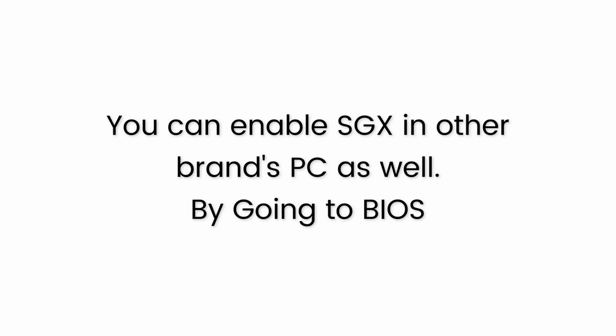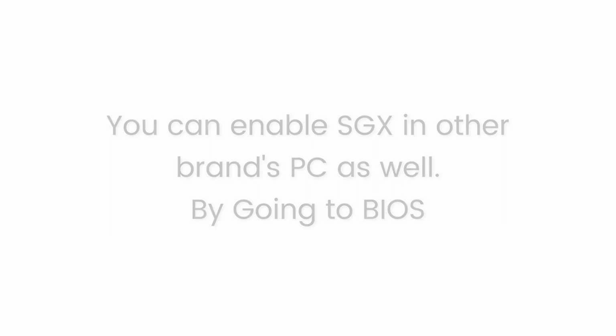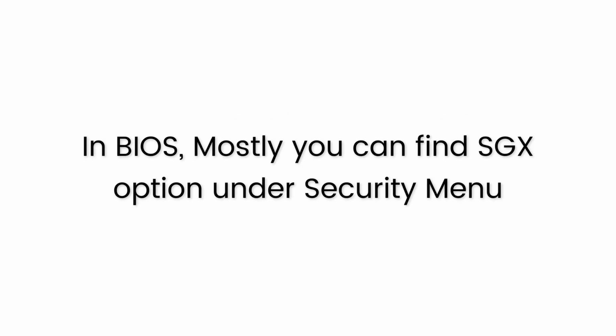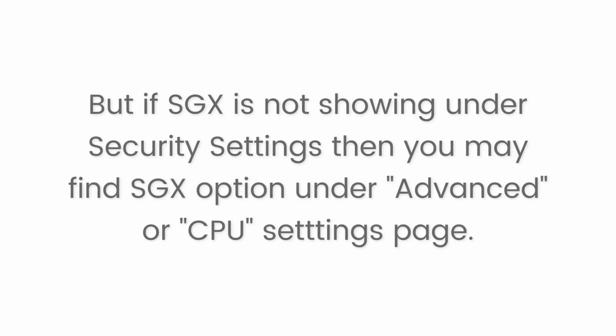You can enable SGX in other brands PC as well by going to their BIOS settings. Mostly you can find SGX option under security setting, but if in your case it's not showing under security settings, then you may find SGX under advanced or CPU settings pages. You just need to search around your BIOS to find the SGX option.